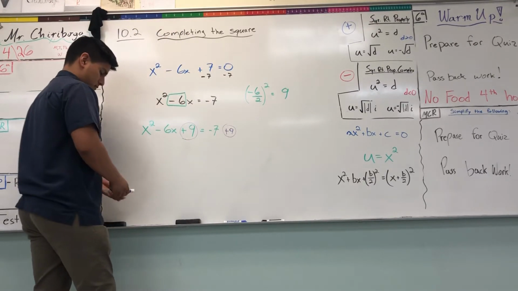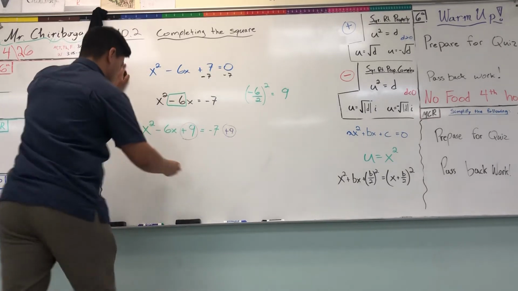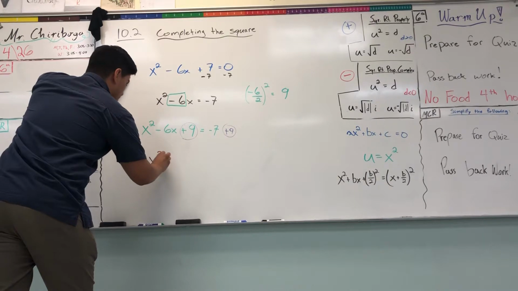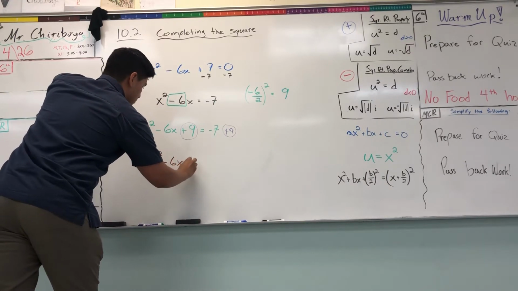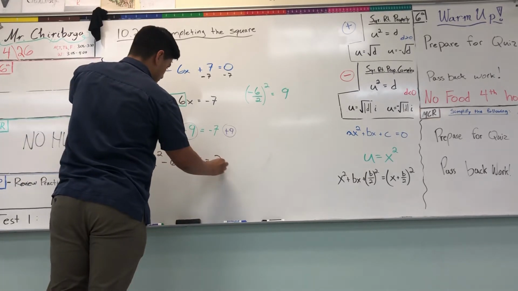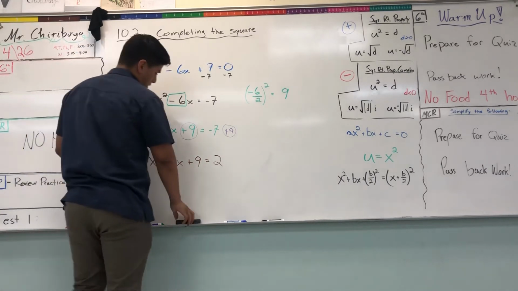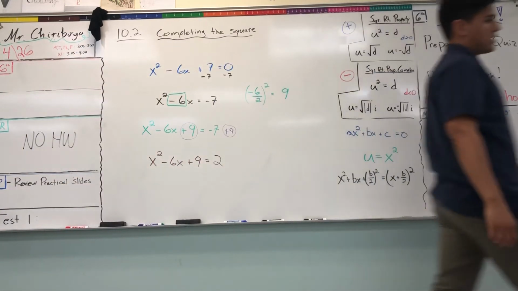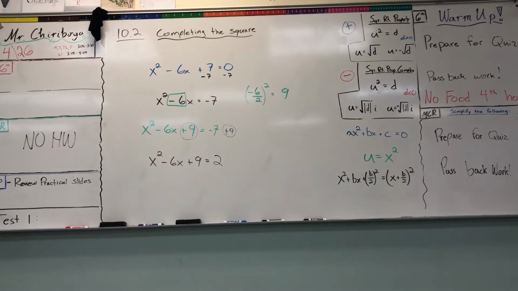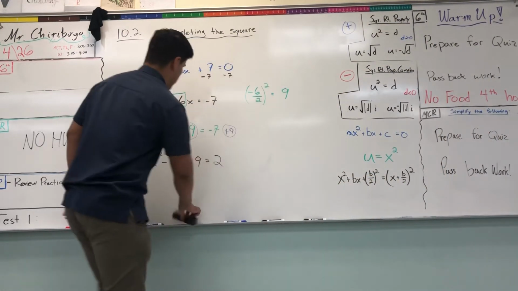Okay. So then it's just 2. So what do we get? We get x squared minus 6x plus 9 equals 2. Now can we factor this? Not yet. No, it's not in the ax squared plus bx plus c form. But how can we get it like that? What can we do? We change this side to look like this. Okay, so let's go ahead and do that.